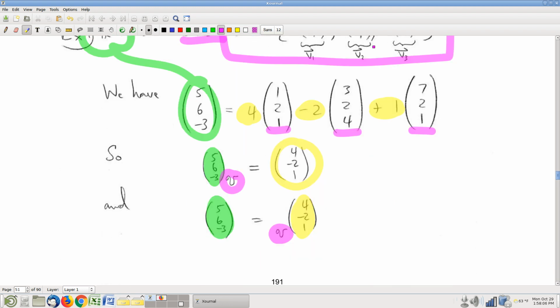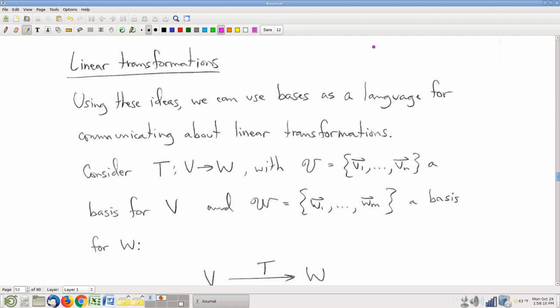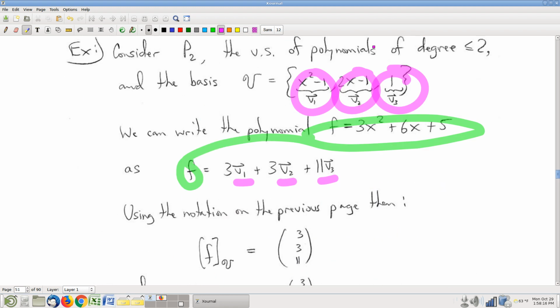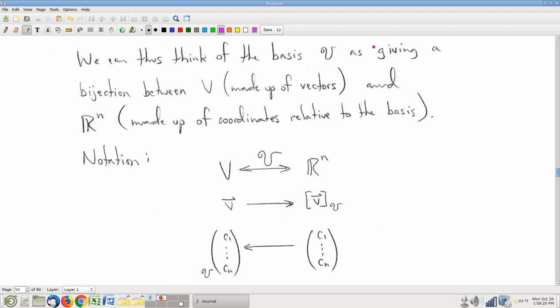Okay, so it turns out you can do something very similar with linear transformations. Now, what do I mean by very similar? Let's go back over here for a moment. Here's our point of view on bases.